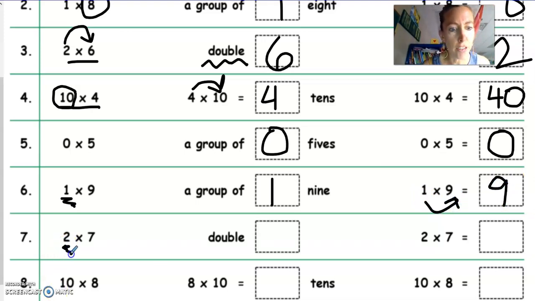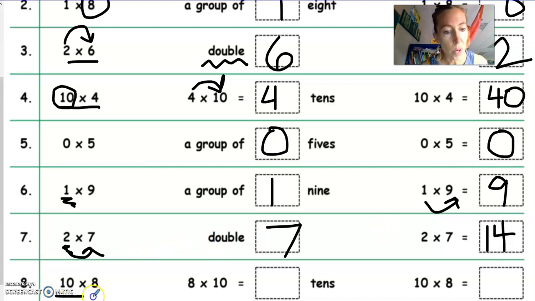Okay, let's go to 2. We have a factor of 2. 2 times 7, that's double the what? Double the 7. So 7 and 7 is not 12. That was 6 and 6. You got it? Say it louder. Good job. 14.